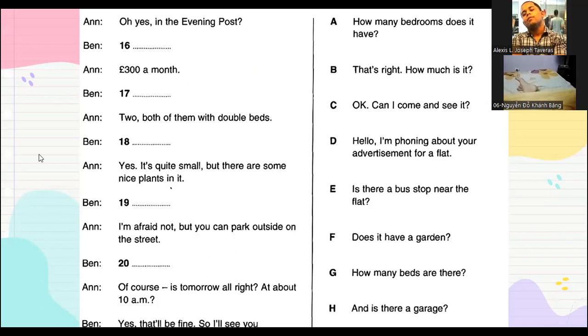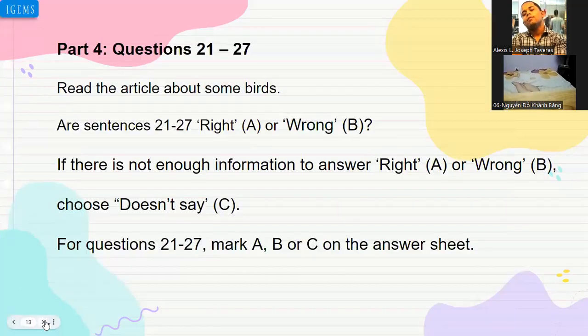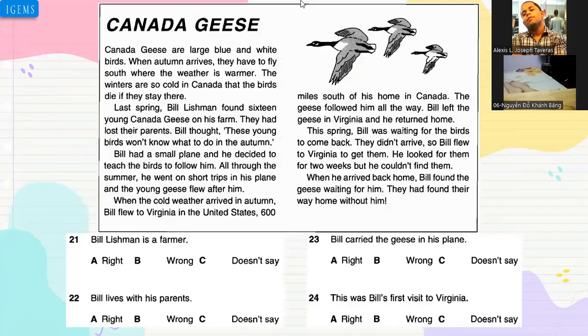Okay, good job. So now let's continue. Look at this. Now we're going to read and understand this letter. This is Canada Geese, all right? We're going to read this info here and then choose the best answers. It's a multiple choice part.